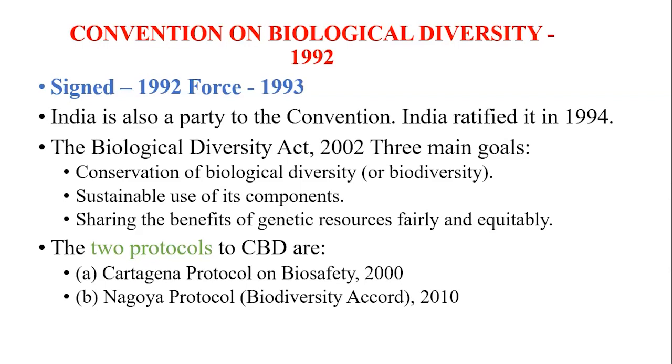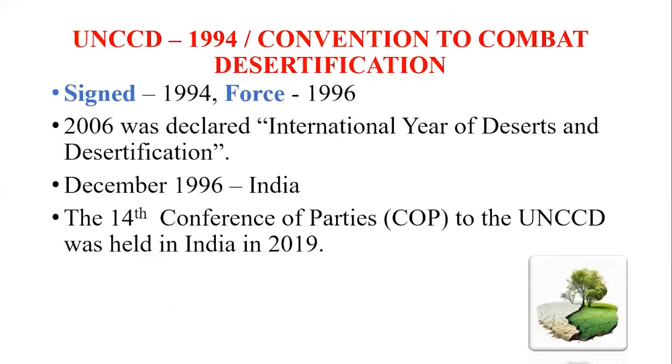The three main goals of this Act are also the same as the Convention on Biological Diversity: the conservation of biodiversity, sustainable use of its components, and sharing of the benefits of the genetic resources fairly and equitably. This is with regard to the Convention on Biological Diversity.